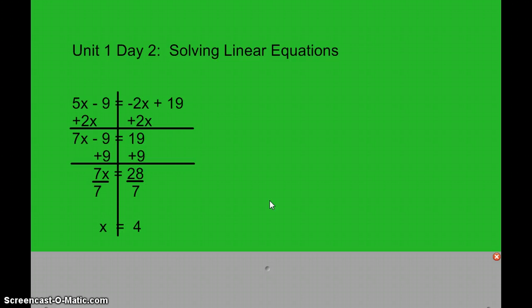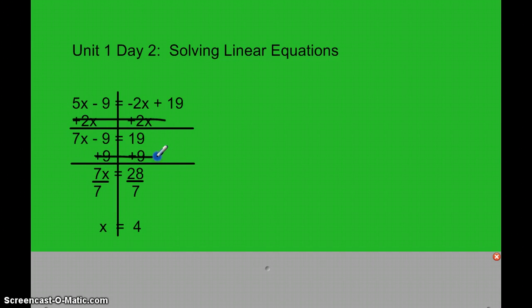Now the large difference in what's expected of you between Algebra 2 and Algebra 1 is that in Algebra 2 I'm going to be much less picky about the amount of work shown. This would be the ideal way to show the work. However, most of you can say I'm going to add 2x and skip the step where you write the plus 2x. Many of you could leave this step out and get directly to 7x minus 9 equals 19.